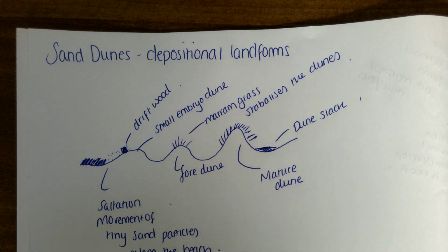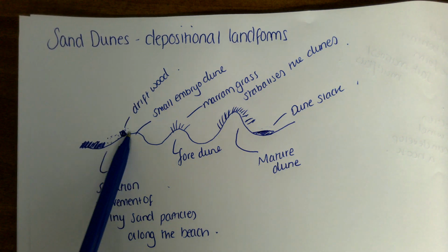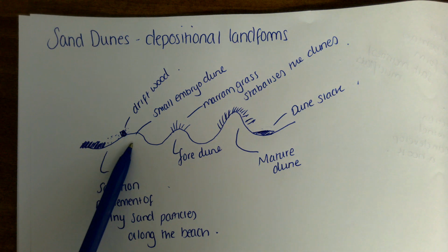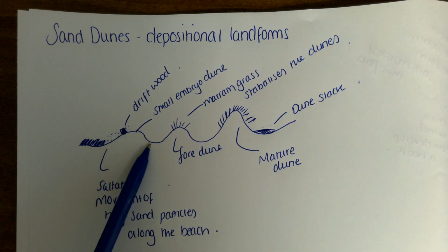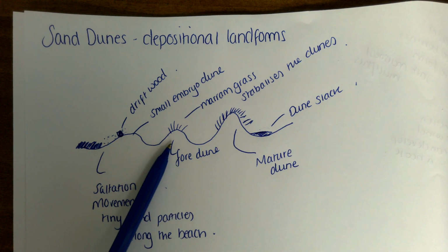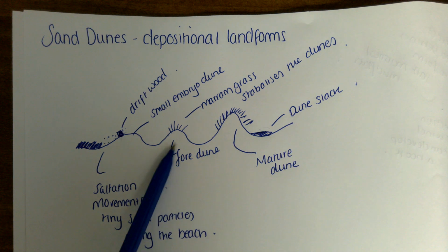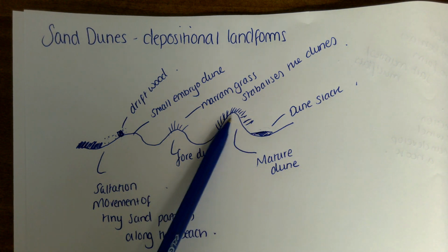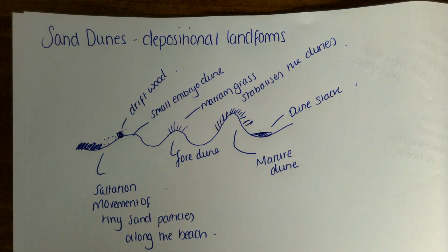What you need to remember here is longshore drift has moved material up the beach, and then saltation, those tiny particles, have been bounced along the beach and they form around a piece of driftwood. This then forms a small embryo dune, which encourages marram grass to grow, and that marram grass stabilizes the dune and creates a foredune. This then grows into a mature dune where you have more marram grass, and you have that dip, which is called a dune slack.